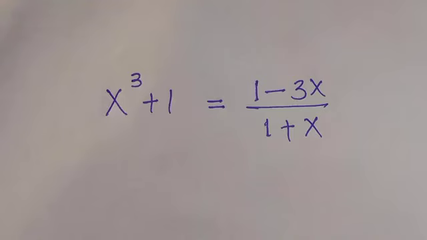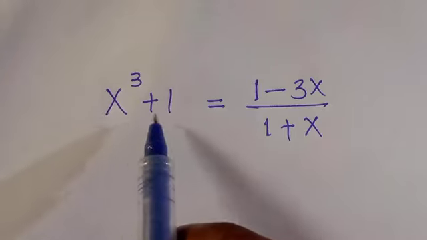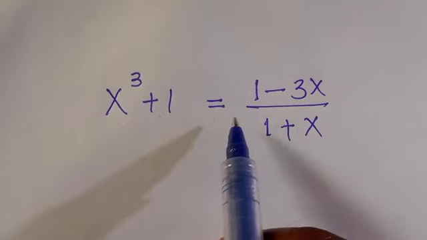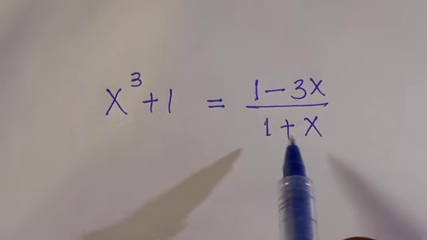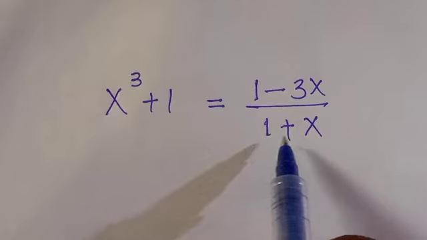Good day, viewers. Here is an Olympiad algebra. How to solve this problem for the value of x. We have x to the power 3 plus 1 equals (1 minus 3x) divided by (1 plus x).